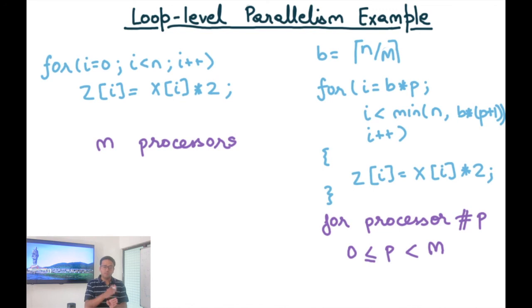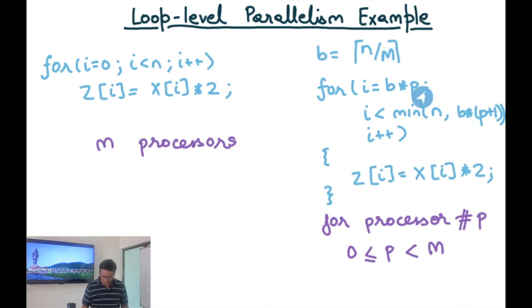So I want to go from B into P to B into P plus 1 with the added quirk that the last processor should not go beyond n, if n is not a multiple of m. So I'm saying minimum of n comma B into P plus 1, i plus plus, and the body remains the same, z[i] equals x[i] into 2. Notice that the code is pretty much the same. It's just the upper bound and the lower bound that have changed. I'm now iterating from B into P to B into P plus 1, and barring the last processor, on every processor.